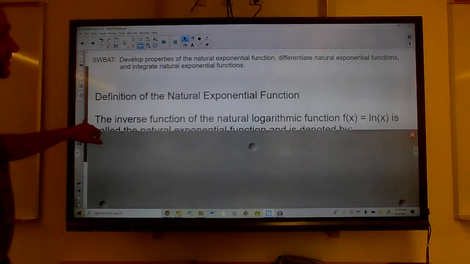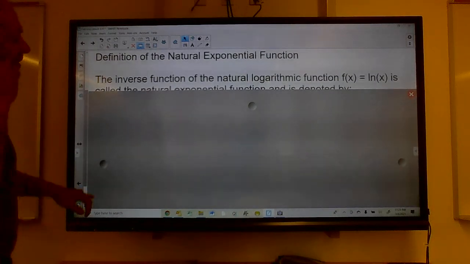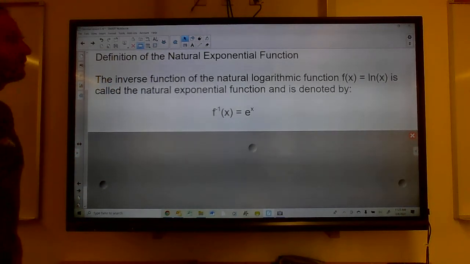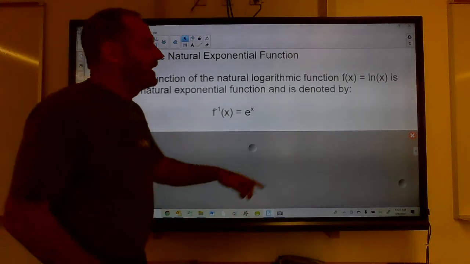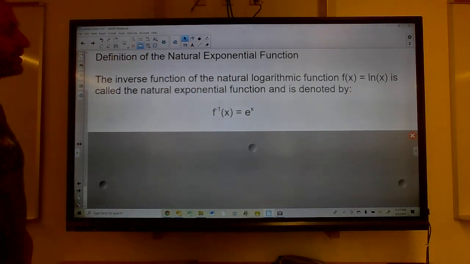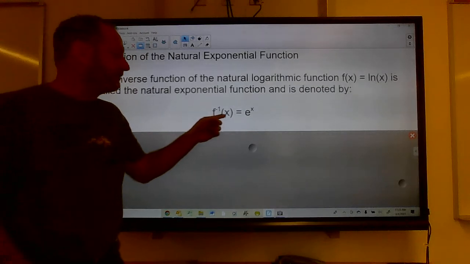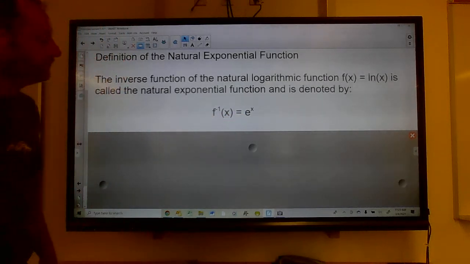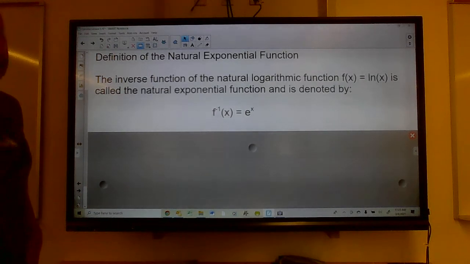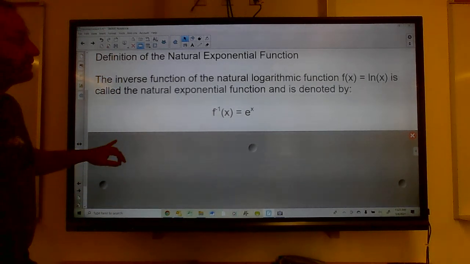Okay, so definition of the natural exponential function. The inverse function of the natural logarithmic function, f of x equals natural log of x, is called the natural exponential function and is denoted by f inverse of x is e to the x power. Okay, so e to the x and natural log of x are inverse of each other, just like multiplication and division.